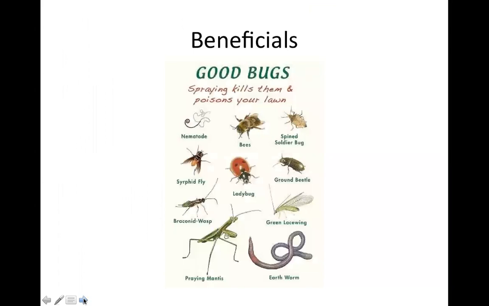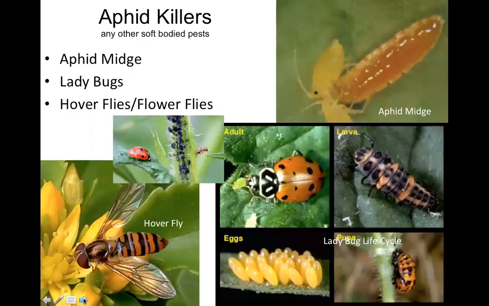All right, so beneficials, this is my favorite part. Let's talk about all the good bugs that you want. First, aphid killers. The main one is the ladybug. I've never actually seen an aphid midge or a hoverfly. I'm sure they're out there, and they're really good at eating aphids. But the main one you're going to see is the ladybug.